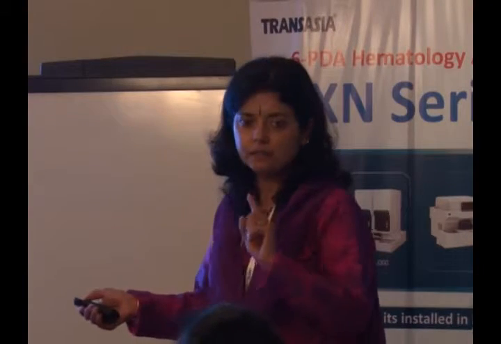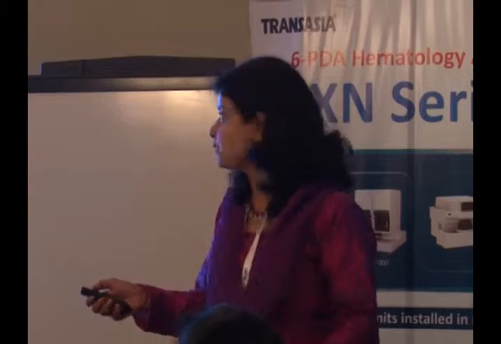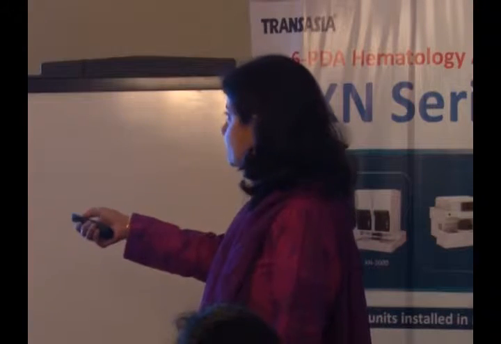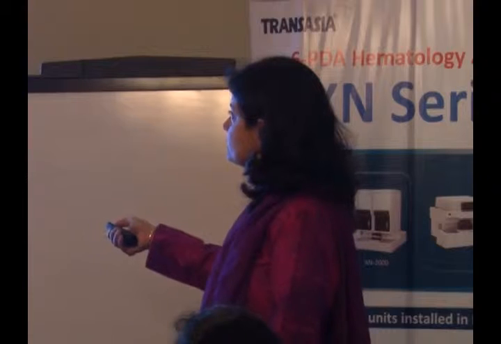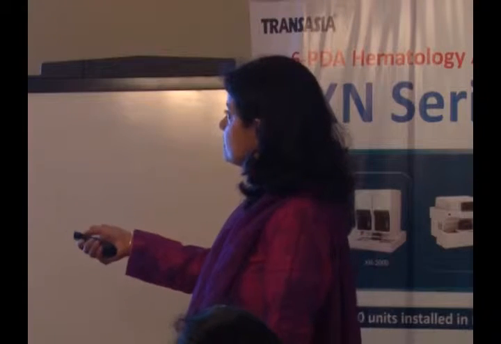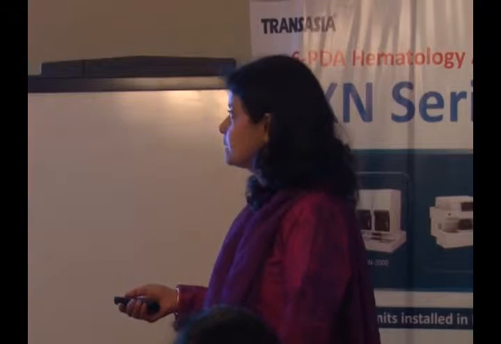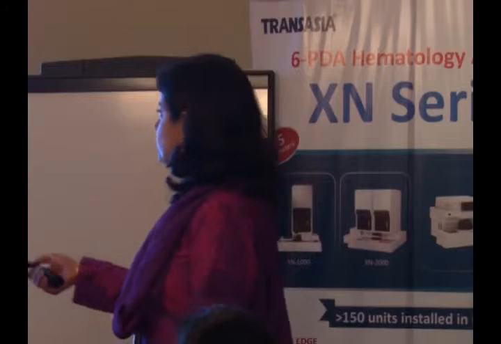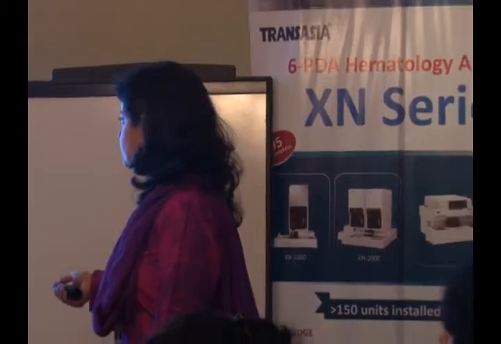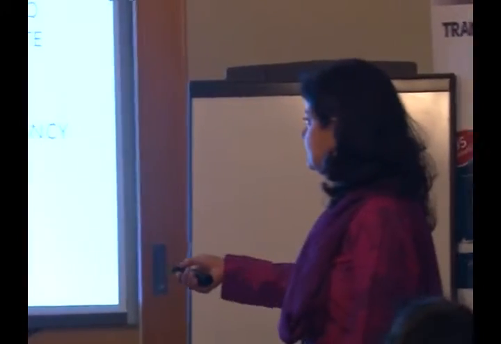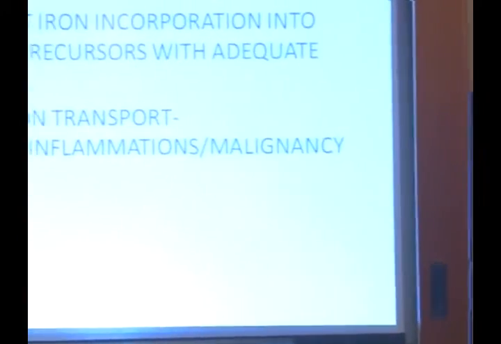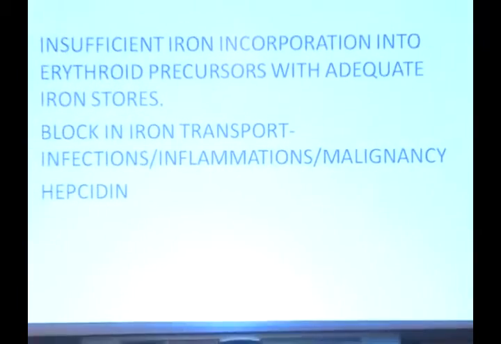So today's take home message is that the new classification of anemia of chronic disease is now segregating it into functional iron deficiency anemia, in which you have insufficient iron incorporation into erythroid precursors despite adequate iron stores. It could be because of a block in iron transport, which you see in infections, inflammations, and malignancy. Hepcidin level is an important parameter to understand functional iron deficiency.